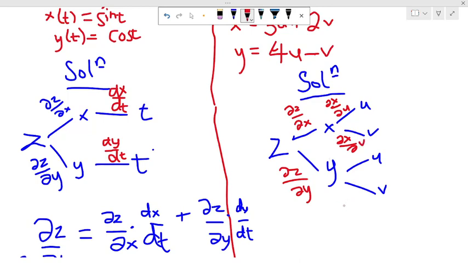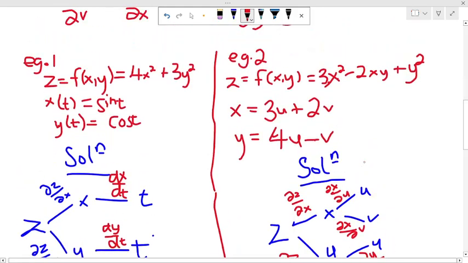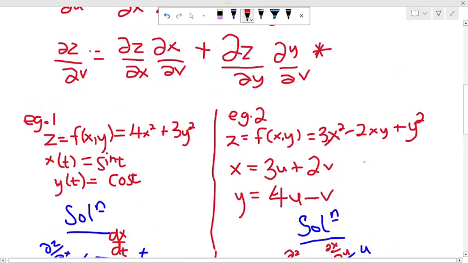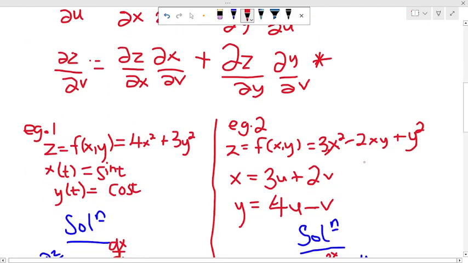Now similar one, we have ∂y/∂v. Now we also have ∂y/∂u. Why are we having ∂x and ∂y? Because our x and y also depend on two variables, that they have two independent variables. So therefore our derivatives are also going to be partial. Now we have to find the partial derivative with respect to u and v.